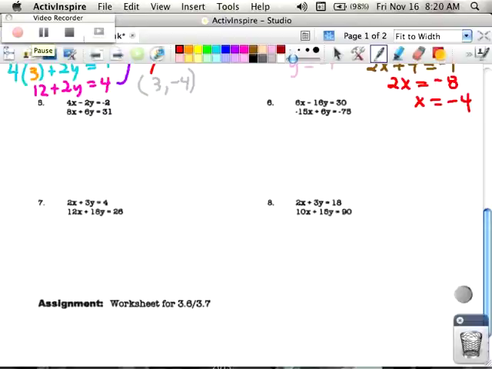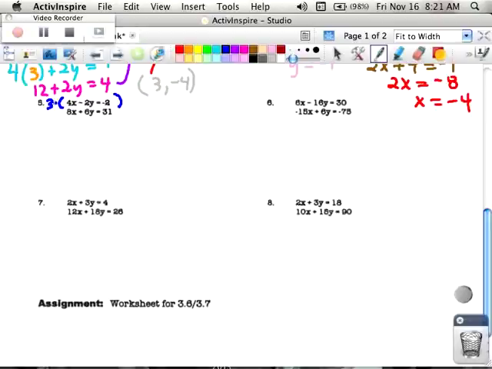Number 5. In number 5, notice how none of the x's or y's are the same number. But I do notice that as I look at the y's, one's positive and one's negative. You guys see that? It sure would be nice if that 2y that's negative would have been a negative 6y, because then they would cancel out. Nick? Okay, tell me. Multiply by 3. I like it.